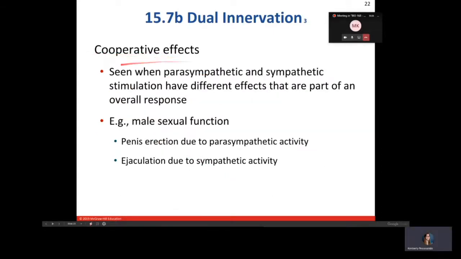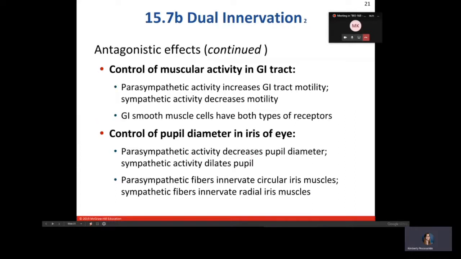Now rarely, these two divisions have cooperative effects. Cooperative effects are when the parasympathetic and sympathetic stimulation have different effects that are part of an overall response. A really good example of this is male sexual function. Penis erection is due to parasympathetic activity, whereas ejaculation is due to sympathetic activity. And so we need to have both of those working together for this overall response. But it's a little bit more common for them to have antagonistic effects, as you could see by the many more examples we had.